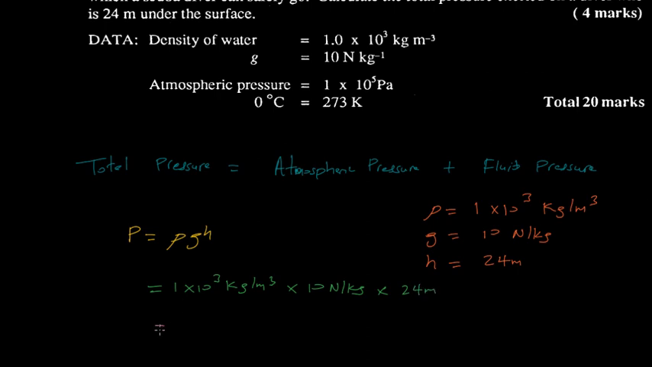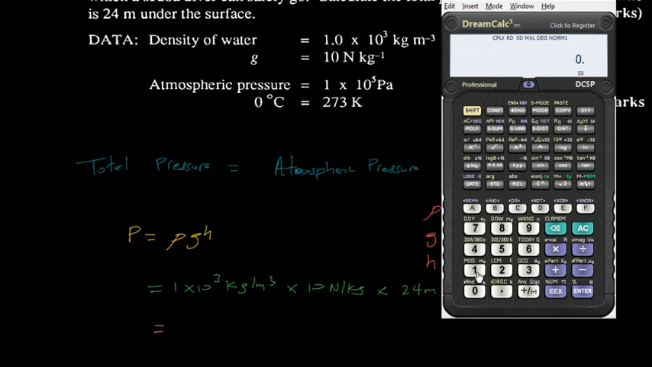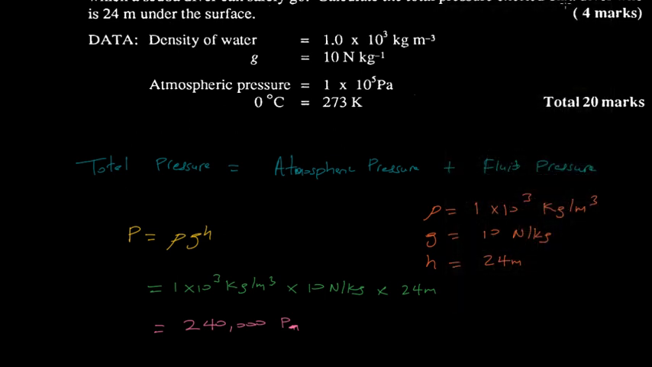Now, plugging these into the calculator quickly, we say 1 times 10 to the 3 multiplied by 10 multiplied by 24, and we get an answer of 240,000 pascals, which is the same thing as 2.4 times 10 to the 5 pascals. So we just move our decimal point 1, 2, 3, 4, 5, and we get 2.4 times 10 to the 5 pascals.